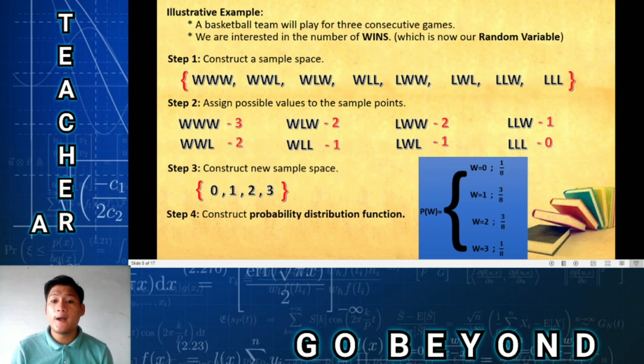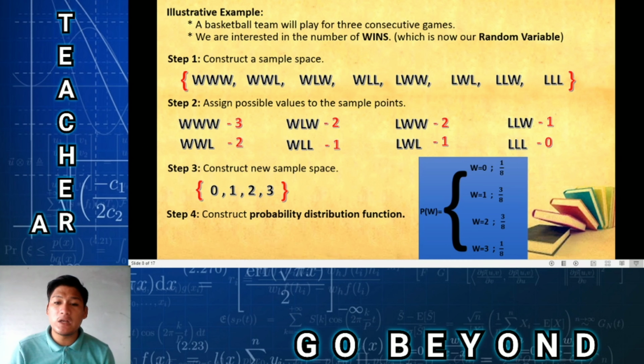Again, the numerator is the probability of an event over the sample space. What is the probability if we have 0 win? So 1 over 8. Bakit 8? Kasi we have 8 total possible results after playing the 3 consecutive games. So 1 over 8. Again, bakit 1 over 8? Kasi isa lang yung posibleng wala tayong panalo. And we have 8 possible results.